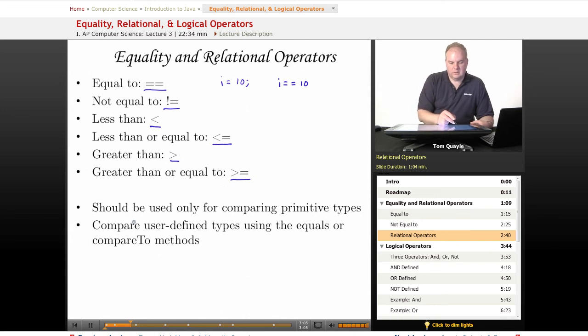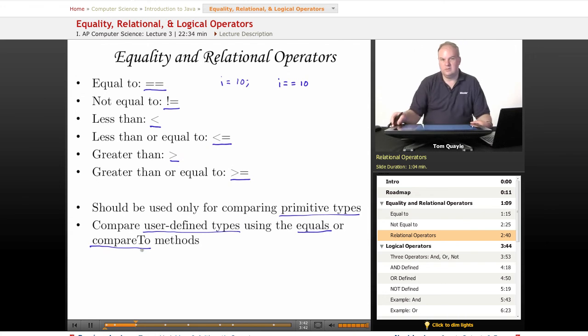Now these operators should only be used for comparing primitive types. If there are user-defined types that are implemented as classes, then you're going to want to use either the equals method of the class or the compareTo method of the class. These methods allow you to provide any level of sophistication that you need to in determining whether two values truly are identical to one another. For the primitive types, these are fine, but for anything more complex, you need to use either equals or compareTo.